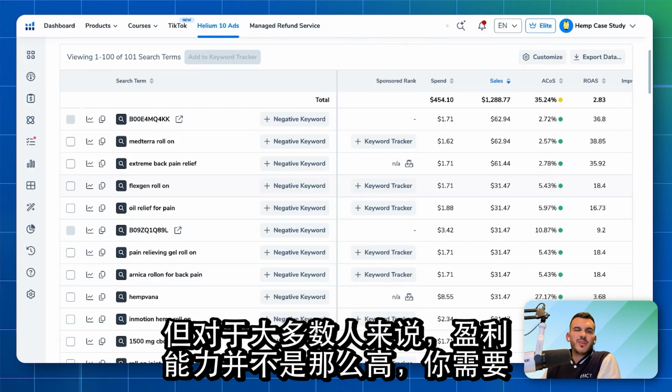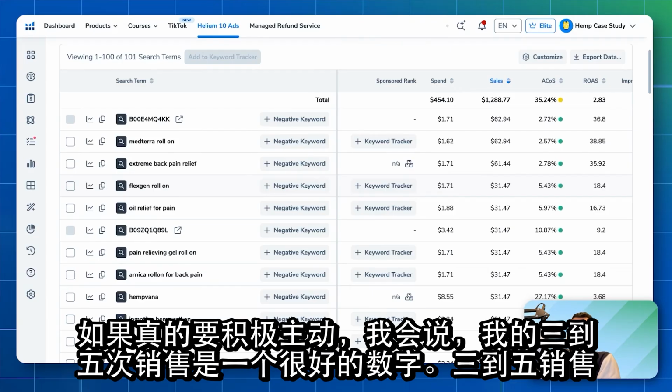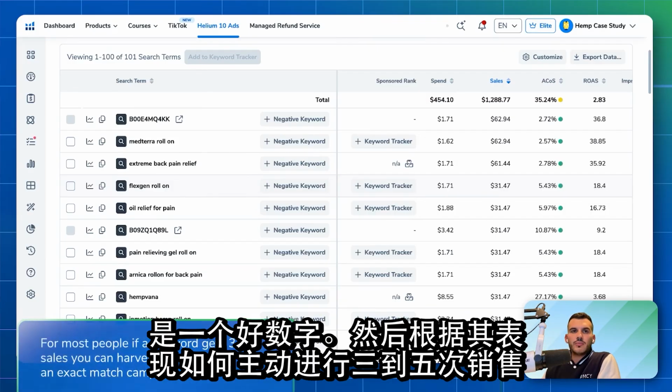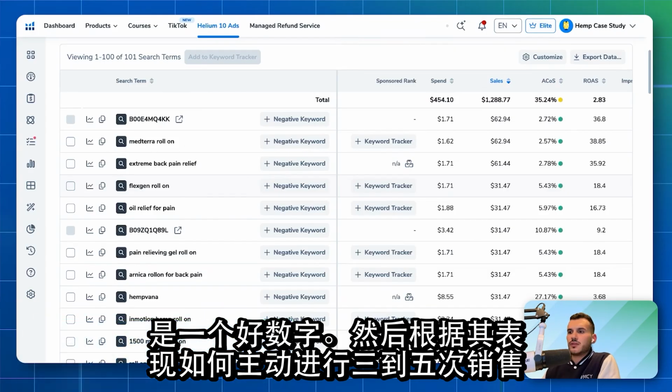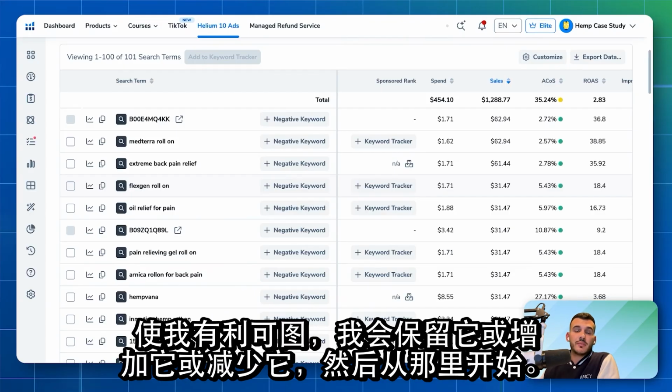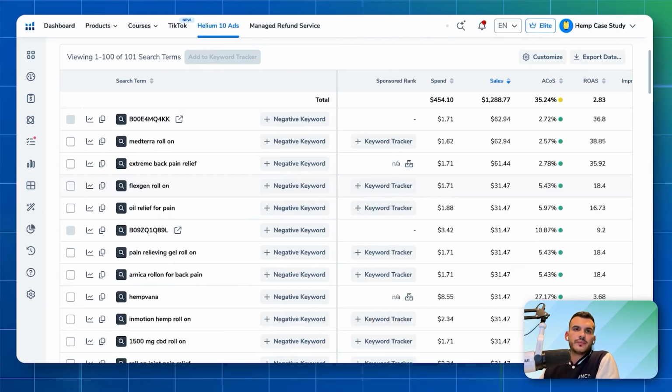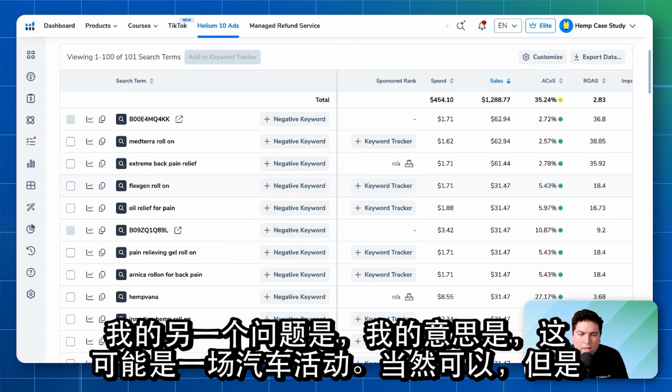But for most people the profitability might not be that high, and you need to be really proactive. I would say a good number to keep in mind is 3 to 5 sales. Then, based on how that behaves, if 3 to 5 sales is making me profitable, I will keep it, or increase it or decrease it, and go from there.